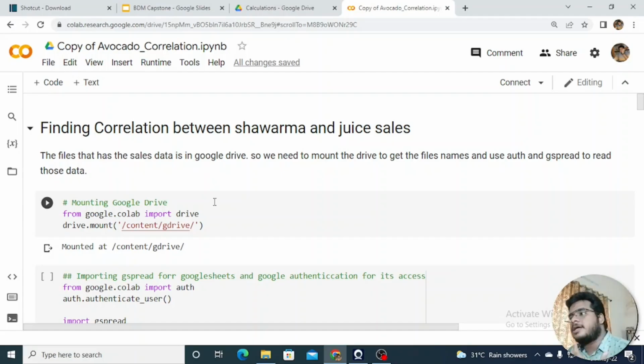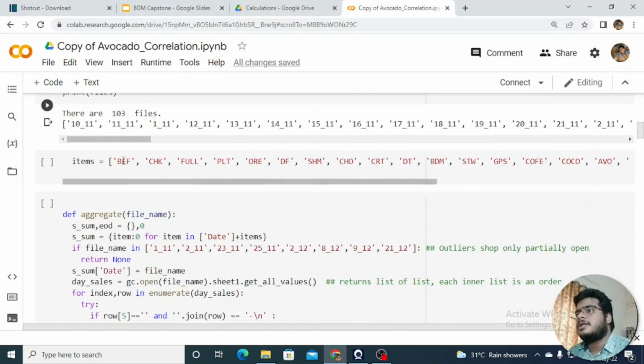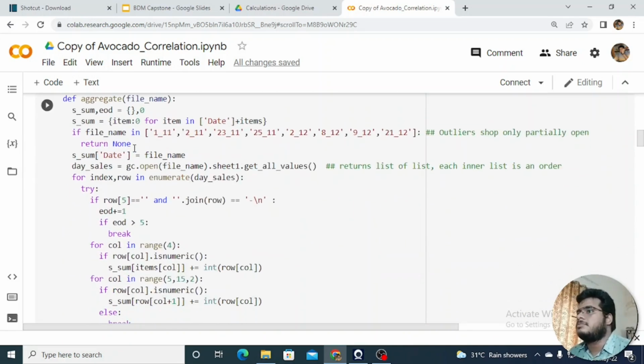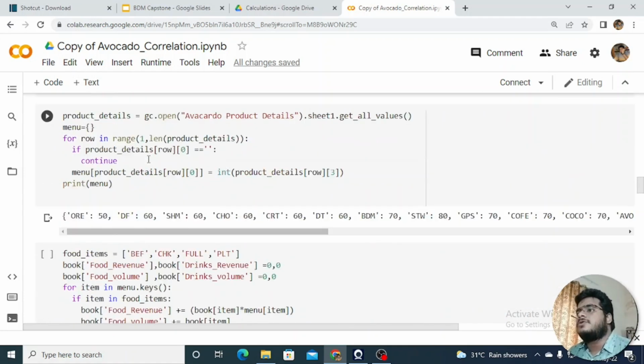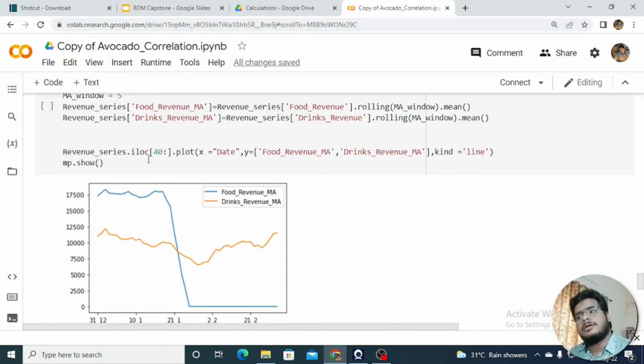Since the sales data of each day is in a different file, I used a small Python code to aggregate the information from them. I used the gspread module to read the data from Google Sheets. And I also used the same Python file to do some data cleaning, to remove some outliers, to plot the scatter plot, and calculate the correlation.